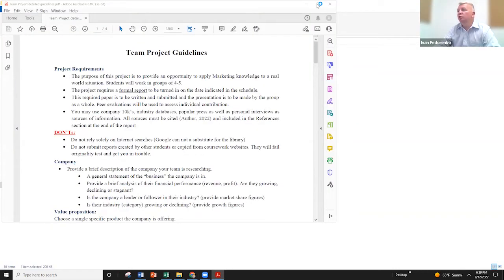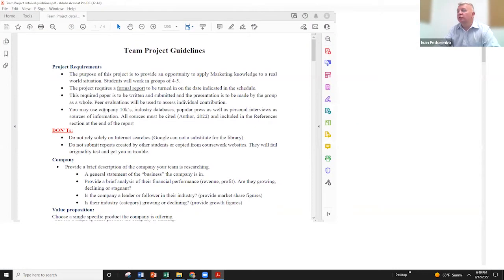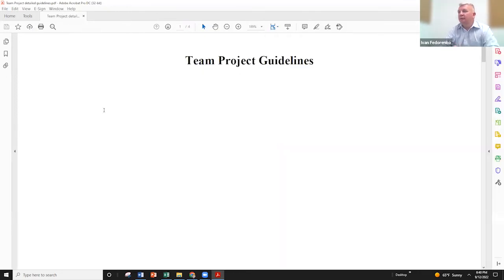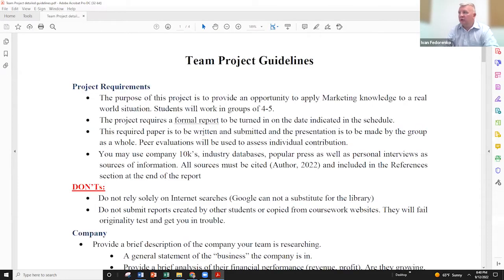So what we'll be doing with your team, you'll be studying the marketing strategy of one specific company. The main goal, the main objective of this project is to give you the opportunity to apply theoretical concepts we learn in class to a real world situation.